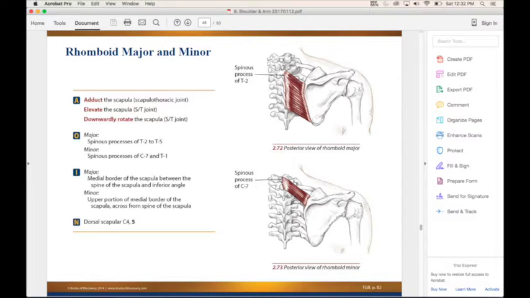Rhomboids major and minor. Origin: major, spinous processes of T12 to T5, minor, spinous processes of C7 to T1. Insertion: major, medial border of the scapula between the spine of the scapula and the inferior angle, minor, upper portion of the medial border of the scapula across the spine of the scapula. Actions: adducts, elevates and downwardly rotates the scapula.